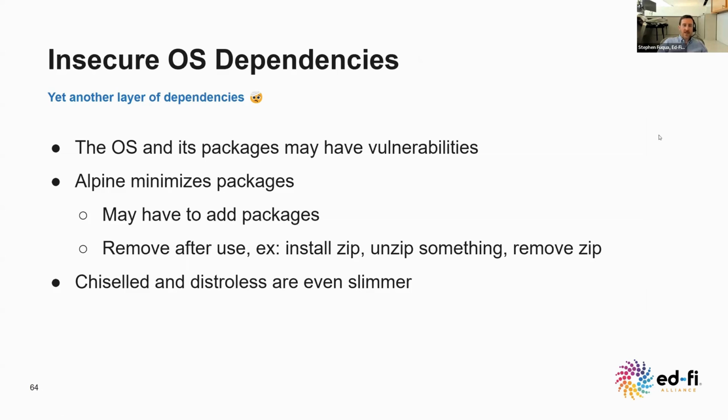Okay. You also have to watch out for insecure OS dependencies. The operating system and its packages could have vulnerabilities. Alpine helps minimize them, and you need to be really careful though when you're installing extra things. Take them out. If you need to install zip to unzip, let's say a NuGet package, then remove it again.